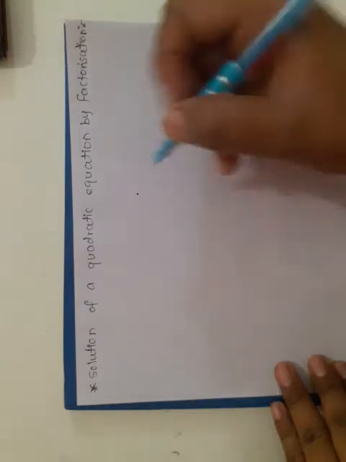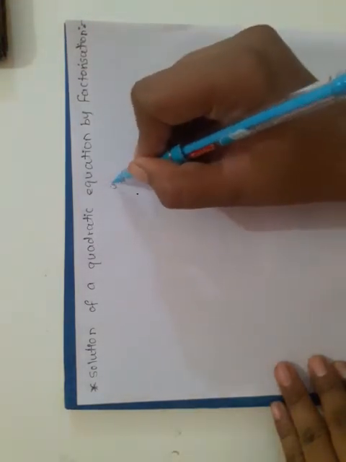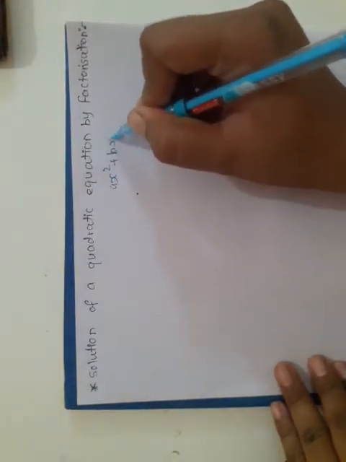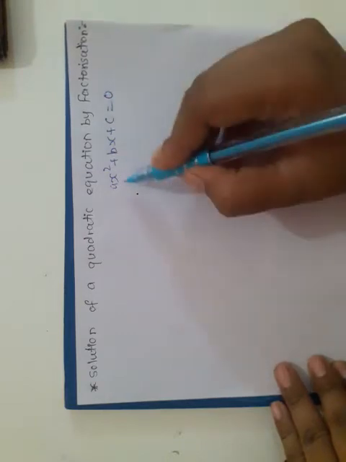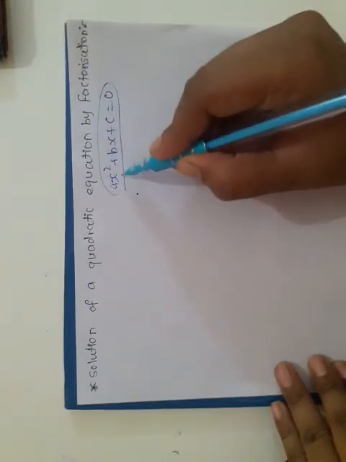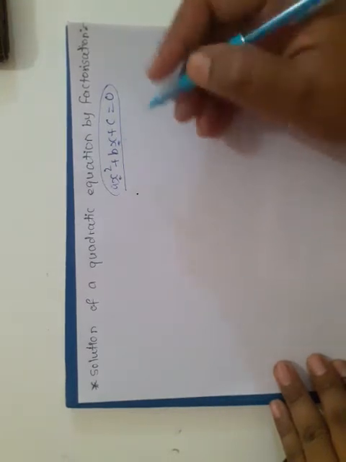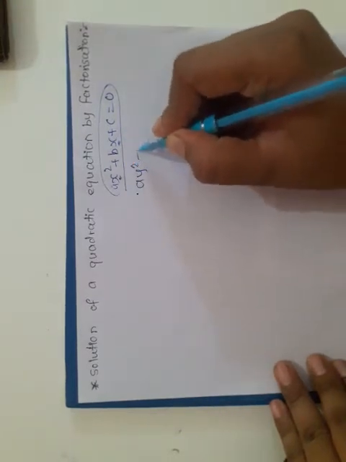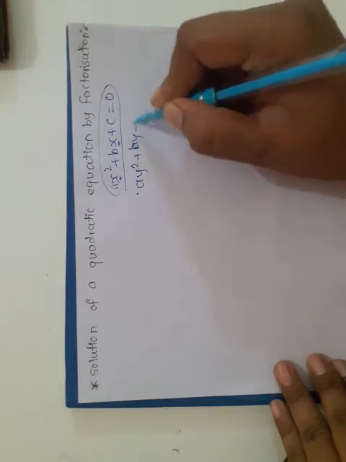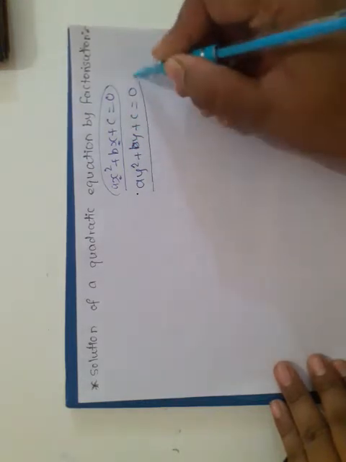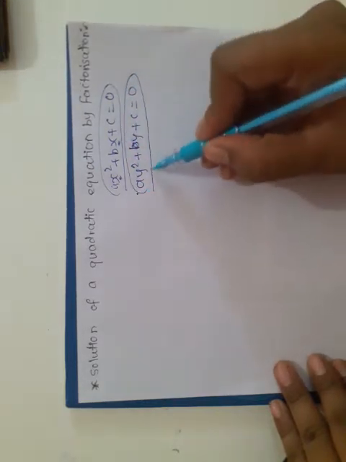In the previous section, we have already seen how to obtain the quadratic equation. The form of a quadratic equation is ax square plus bx plus c is equal to 0, which means the quadratic equation is in only one variable. This is the quadratic equation in the x variable, or we can write ay square plus by plus c is equal to 0. This is again our quadratic equation, but in variable y.